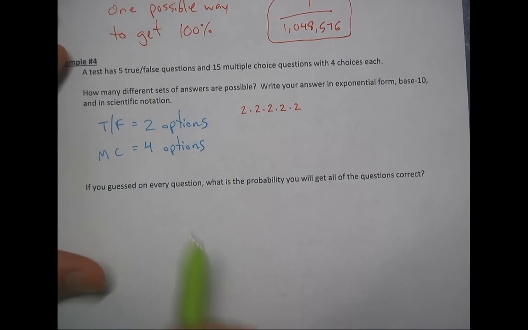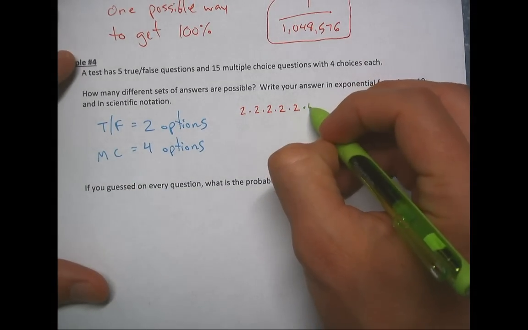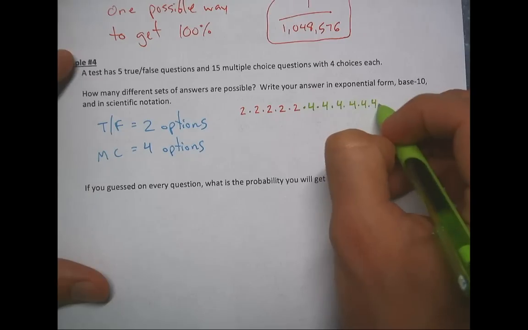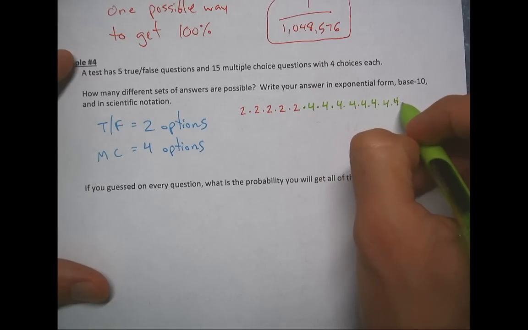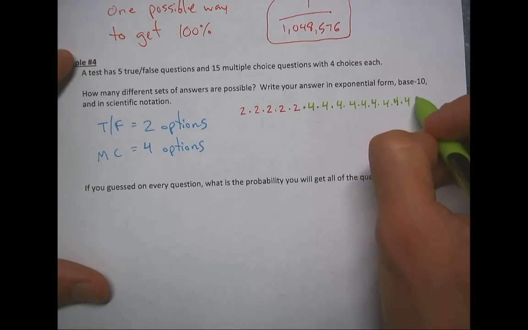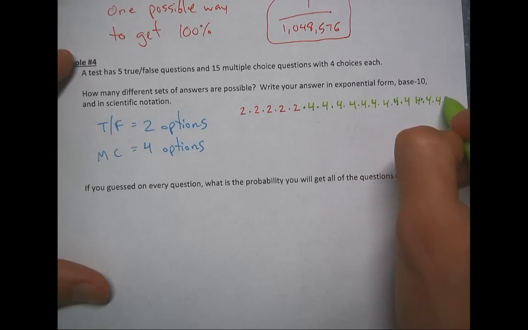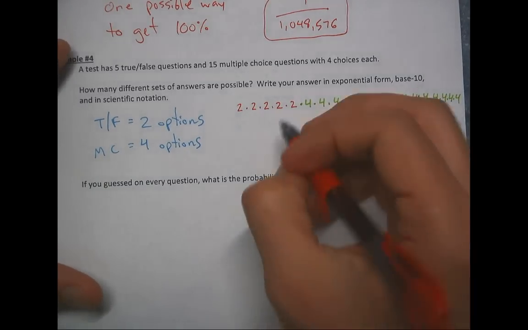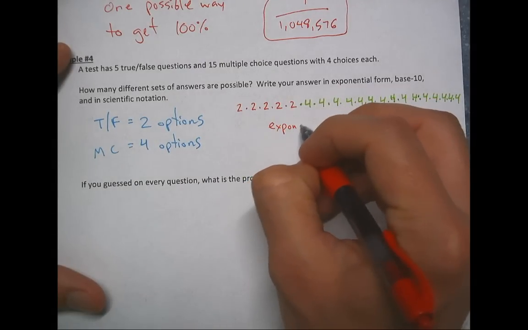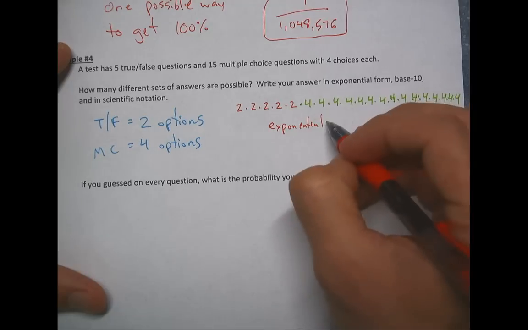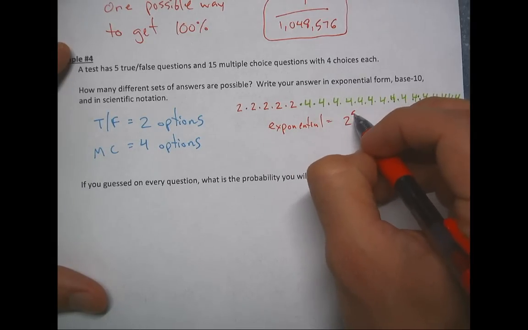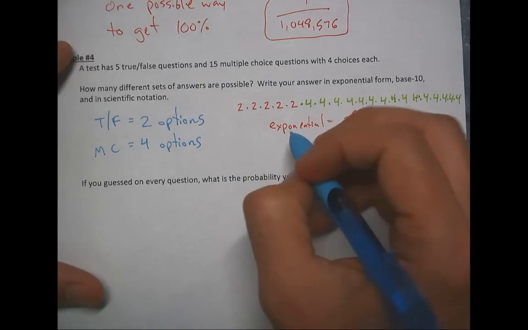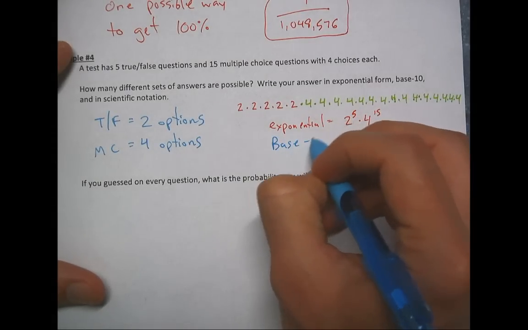And then you have 15 multiple choice. So each one of those has 4. So I need 15 4s. So 2, 3, 4, 5, 6, 7, 8, 9, 10, 11, 12, 13, 14, 15. Squeeze it in there. And so if I want to write this now in exponential, this number, it's 2 to the how many? 5th. And it's 4 to the 15th. You can plug that in your calculator and you can get your base 10. The actual number.